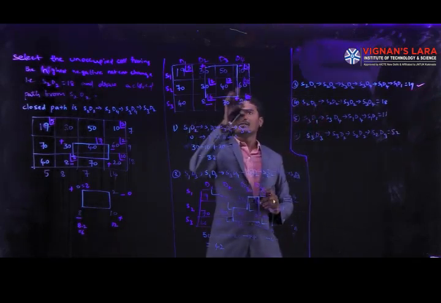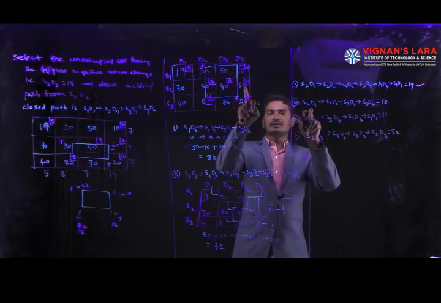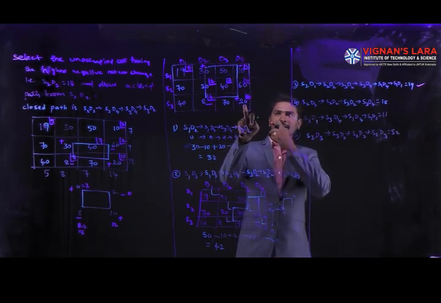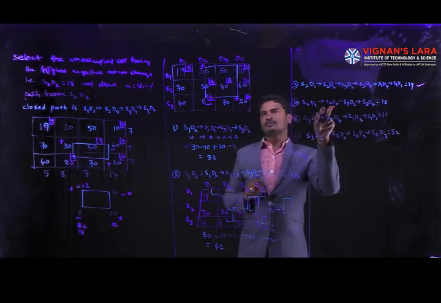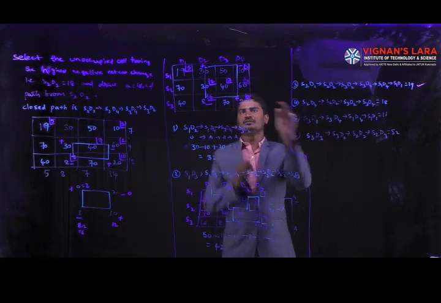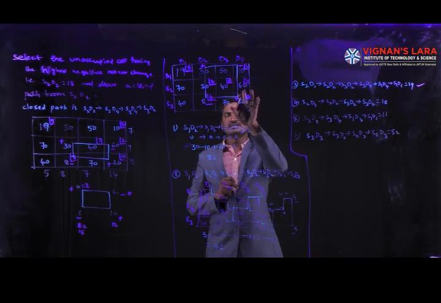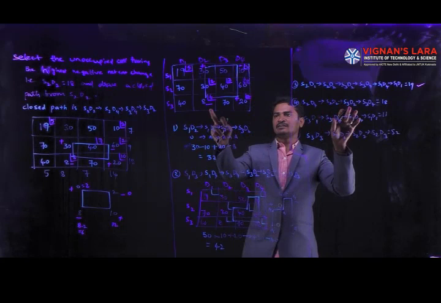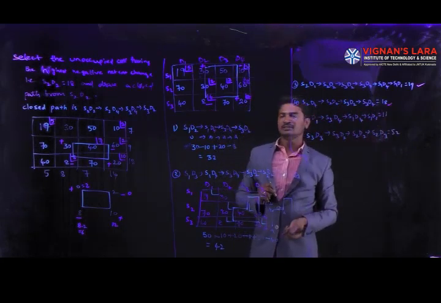Next, at last we have one unallocated cell, S2D2. We start the loop from this point and move towards the right hand side. If we go to the right hand side, there is no possibility. That's the reason we come to the backward side. So S2D2, then S3D2, then S3D4. From this we are getting 18 rupees.